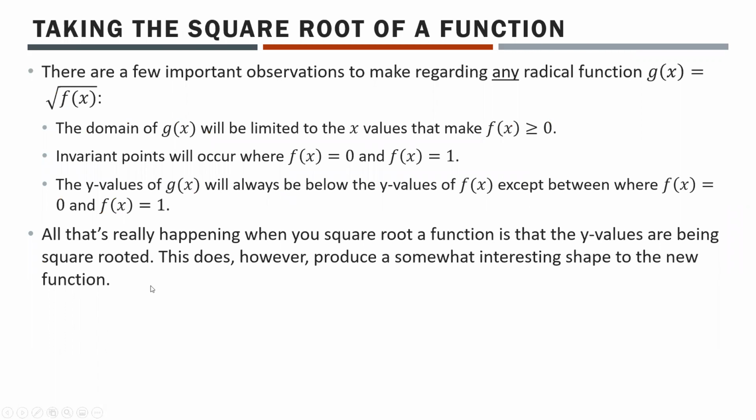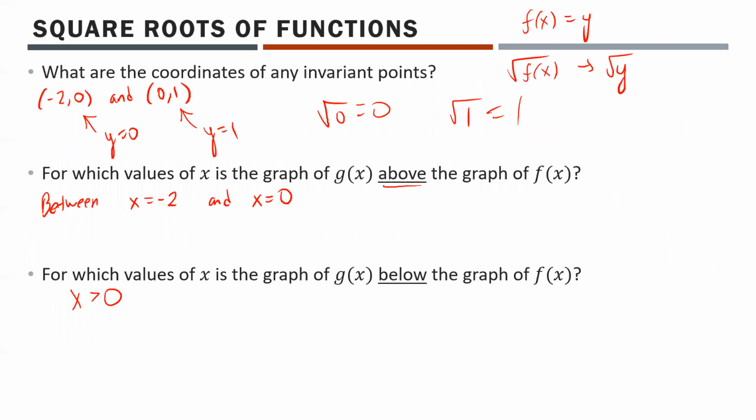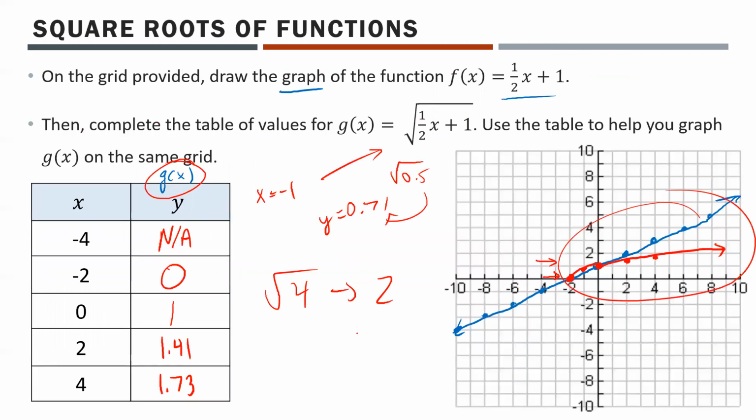So just some tips. Taking the square root of a function, there are a few important observations to make regarding any radical function, g of x equals the square root of f of x. So when we're square rooting a pre-existing function, here's the first thing. The domain of g of x will be limited to the x values that make f of x greater than or equal to 0. The reason for this is if we're square rooting f of x, we need to make sure we're square rooting a positive number. So in other words, it's just going to be where your y values are positive, like we saw in this case here.